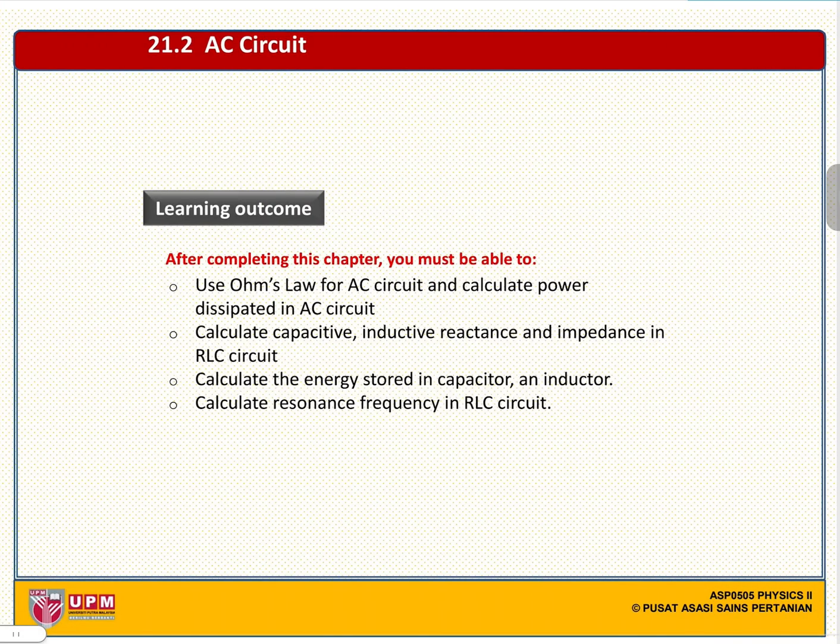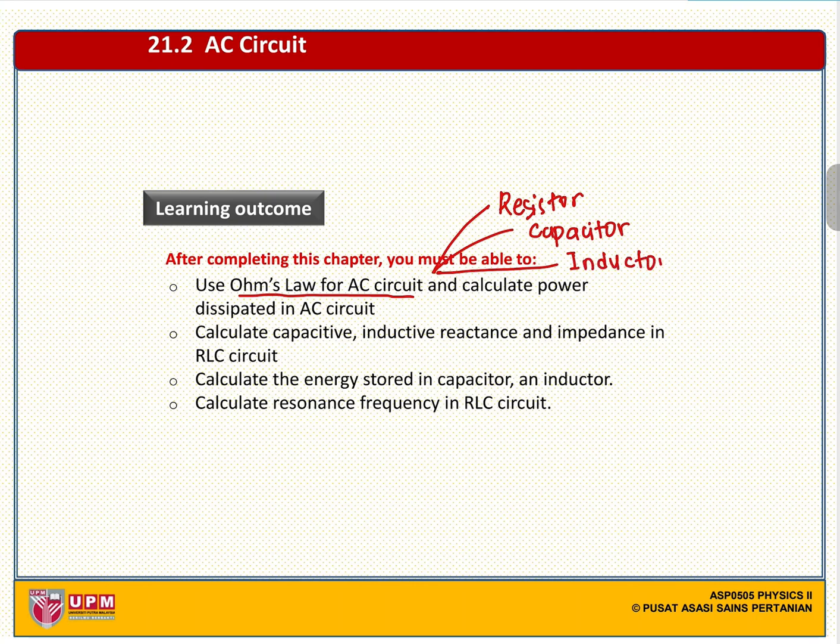So in here, you need to know to use Ohm Law for AC circuit. So Ohm Law ni, awak akan ada beberapa Ohm Law, which is kita akan ada Ohm Law on resistor. Oh, tak cantiknya tulisan. Ohm Law untuk kapasitor dan Ohm Law untuk induktor. So ketiga-tiga elemen circuit ni akan disambungkan kepada AC source. Okey. Dan dia akan terbentuknya AC circuit.